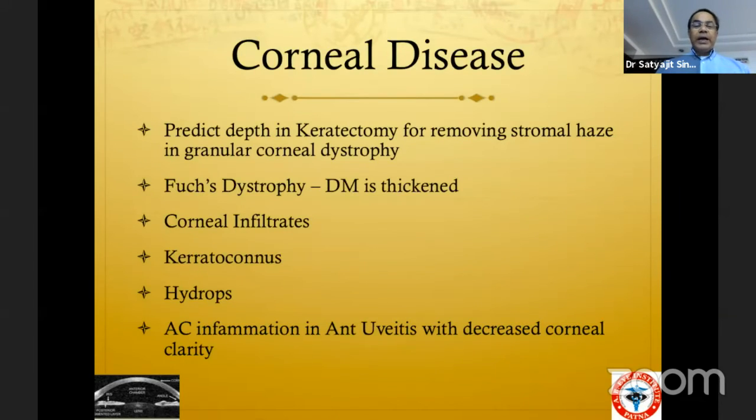In corneal diseases, with the help of OCT, we can predict the depth in keratectomy for removing the stromal haze in granular corneal dystrophy. We can identify when the DM is thickened in Fuchs dystrophy. We can see corneal infiltrates. We can also use it in the diagnosis of keratoconus, hydrops, and anterior chamber inflammation in anterior uveitis with decreased corneal clarity.